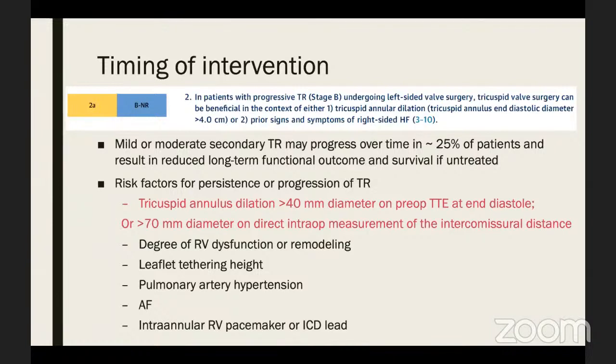The risk factors for persistence or progression of TR include a tricuspid annular dilation of more than 40 millimeters diameter on pre-op echo at end diastole, or more than 70 millimeters diameter on direct intra-op measurement of the intercommissural distance. Other risk factors include degree of RV dysfunction or remodeling, leaflet tethering, pulmonary artery hypertension, AFib, and intra-annular RV pacemaker or ICD lead.